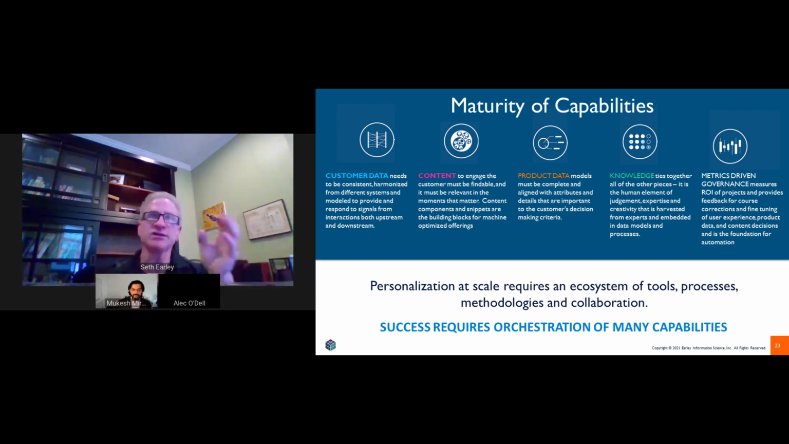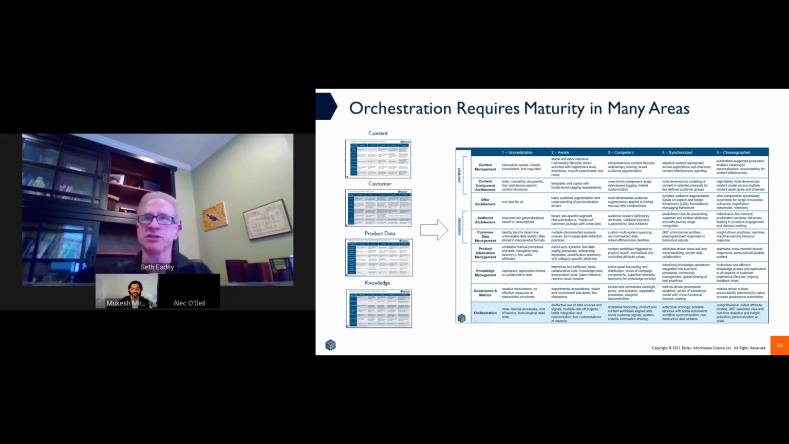Again, product data, super important. We have to have the right attributes, the right cleaned data and complete data, and it has to be aligned with the needs. The knowledge architecture is super important. And then the governance, the metrics-driven governance. And I can go into a whole presentation on that, but we don't have time for that obviously today.